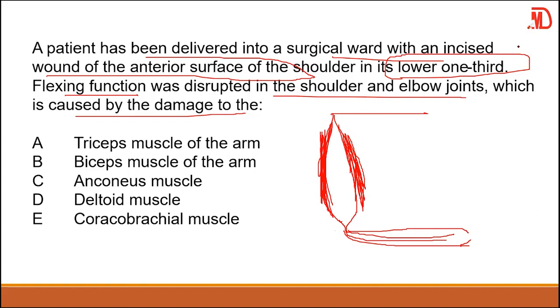Good. So now look at the question. There is an incised wound on the anterior surface. Which part are they talking about? Of course, the biceps. So this is the anterior part. The lower one third means somewhere over here; you divide this into three, one, two, three. So this area is where the incised wound is, and this can affect the elbow joint area. So they are talking about the biceps muscles of the arm. Now you can see, they said arm, they didn't say forearm. That's why it's good to always learn.